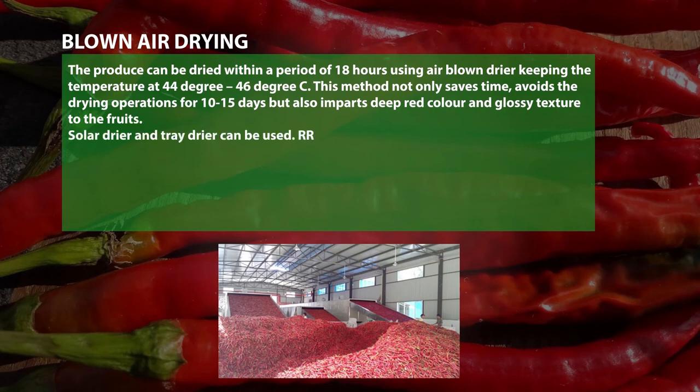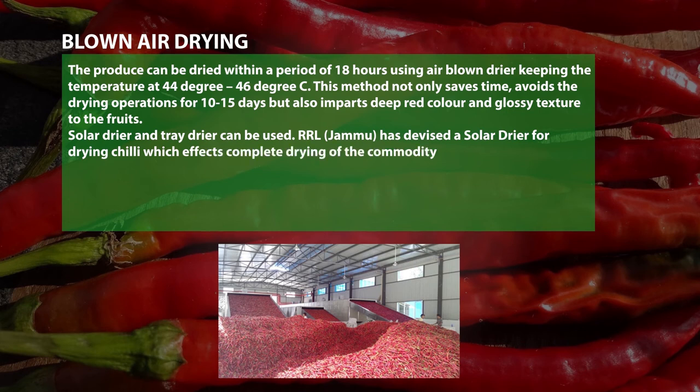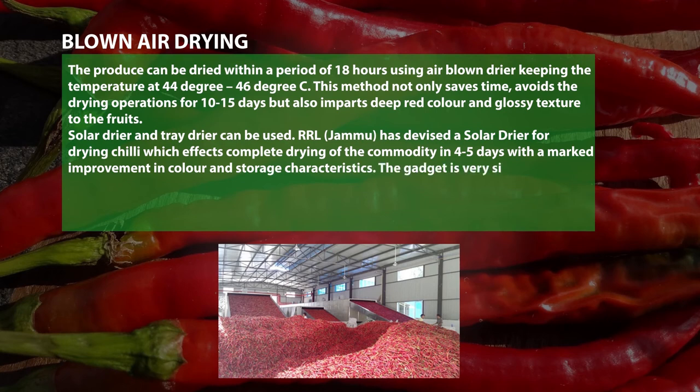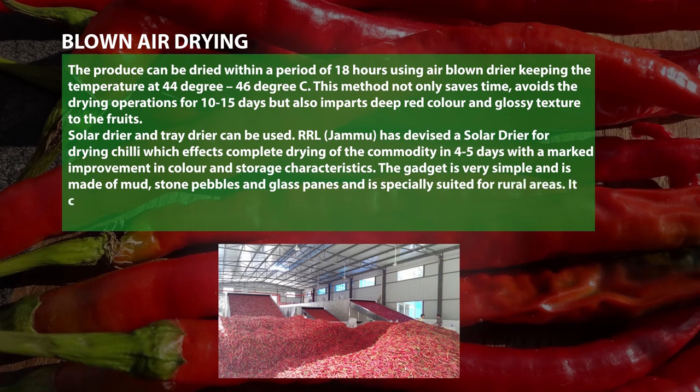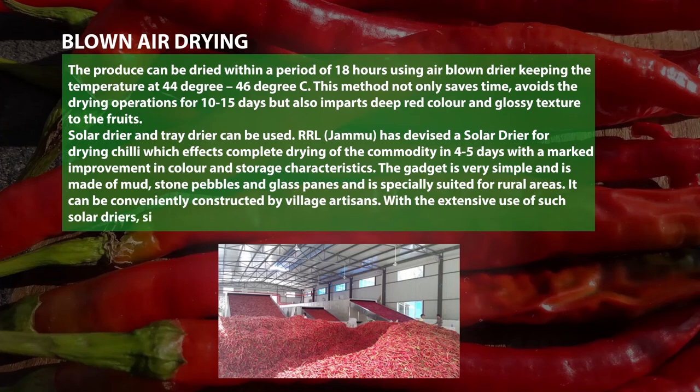Solar dryer and tray dryer can be used. RRL, Jammu, has devised a solar dryer for drying chilli, which effects complete drying of the commodity in 4 to 5 days with a marked improvement in color and storage characteristics. The gadget is very simple and is made of mud, stone pebbles, and glass pane, and is specially suited for rural areas. It can be conveniently constructed by village artisans. With the extensive use of such solar dryers, sizable quantities of red chilli can be produced in rural areas.